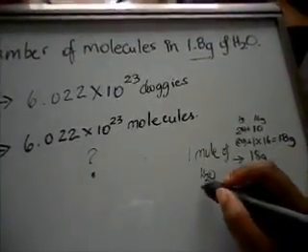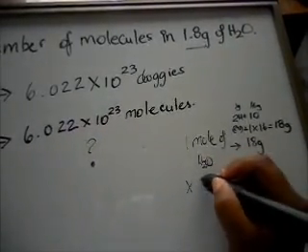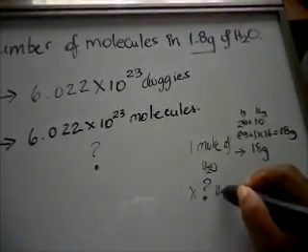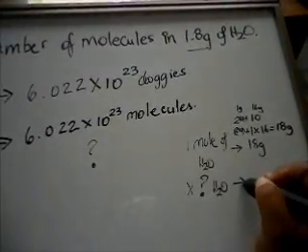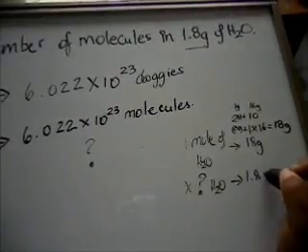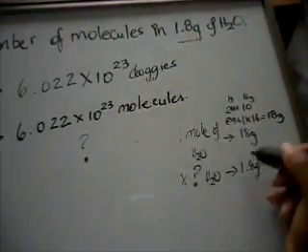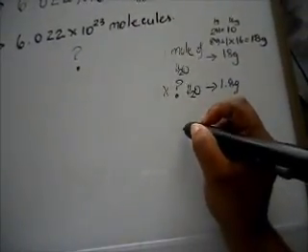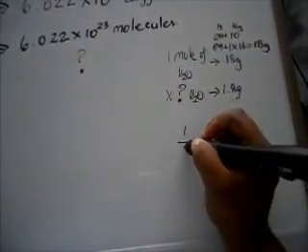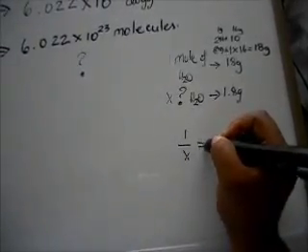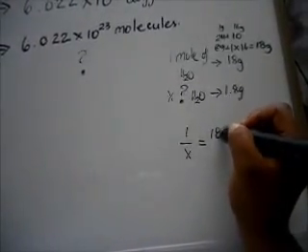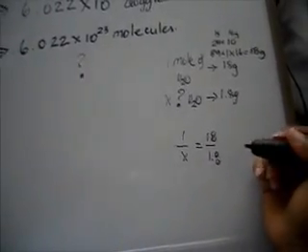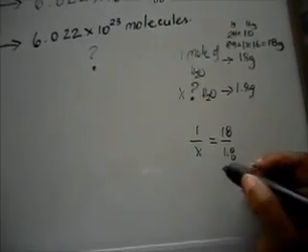Now from there, we have to find out how many moles. This is the question. How many moles of water are present in 1.8? Simple division and simple cross multiplication. So, in other words, it will look something like this. 1 over x is equal to 18 over 1.8. This chemistry is about a bunch of fractions.